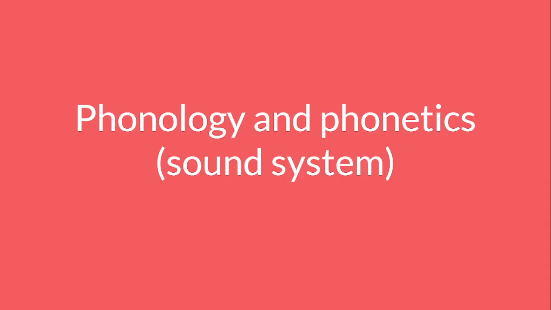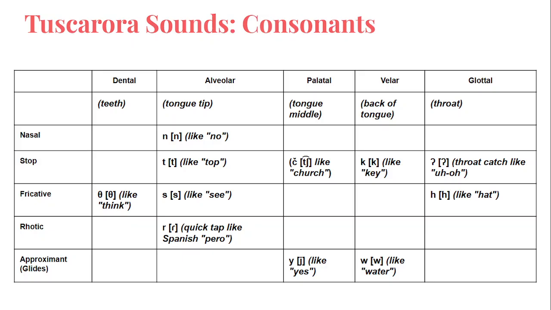Now on to the phonology and the phonetics. So Tuscarora has a pretty straightforward sound system. There are no foreign sounds that English speakers can't handle, right? We pretty much have all of these in English. We have the th in "think," t, s. We've got ch, k, y, and then we have the oh, that thing. So looking at this, you can see that we have all these sounds.